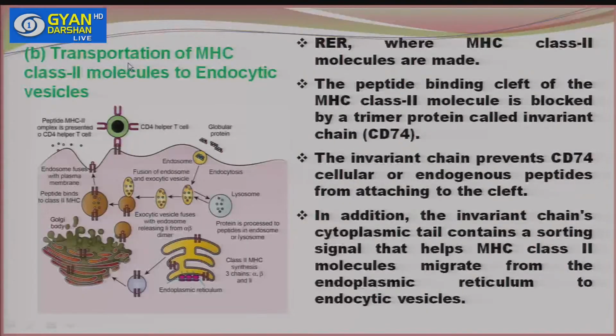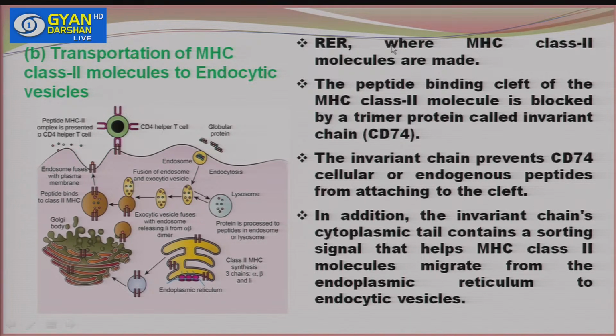Another is the second step, transport of the MHC class second molecule to endocytic vesicles. So your antigen will transfer to the endocytic vesicles. In the endoplasmic reticulum, where the MHC class second molecules are made, the peptide binding cleft of the MHC class molecule is blocked by a trimer protein called the invariant chain, CD74.